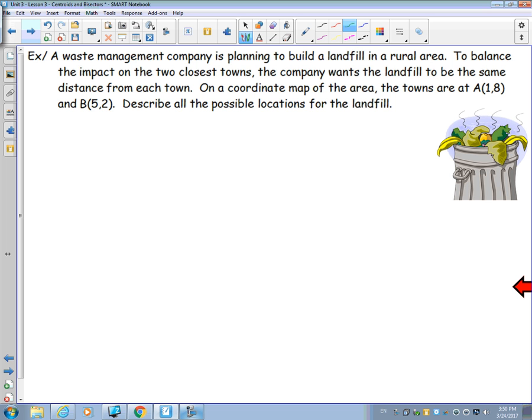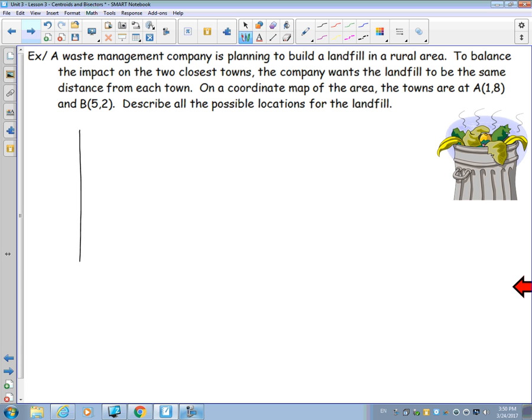Different kind of application, not a centroid. In fact, we're going to call this one a bisector. A waste management company is planning to build a landfill in a rural area. To balance the impact on the two closest towns, the company wants the landfill to be the same distance from each town. On a coordinate map, the towns are located at A and B. Describe all the possible locations for the landfill.